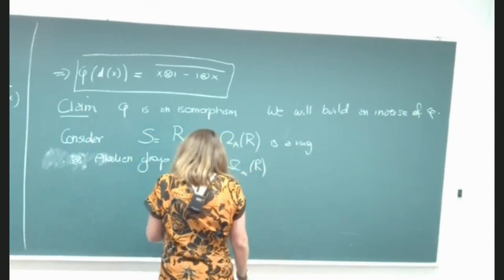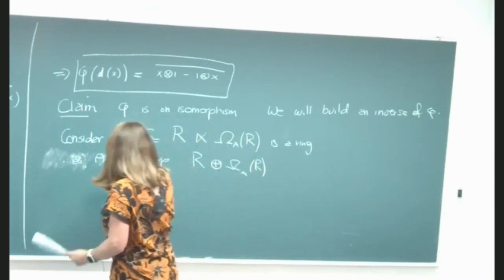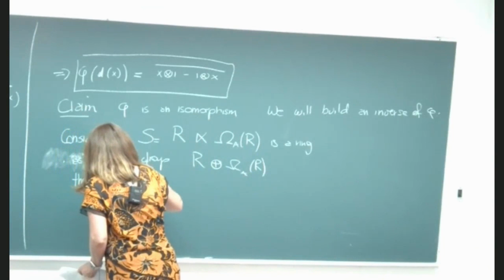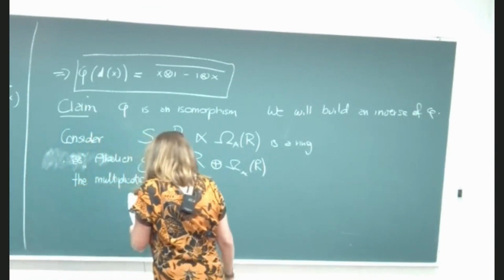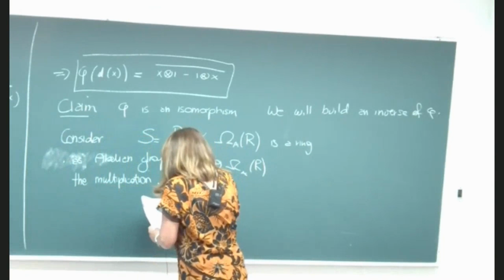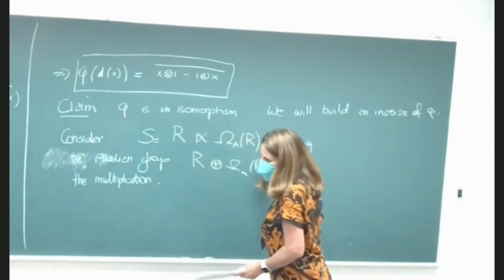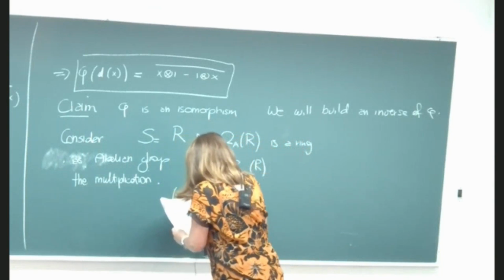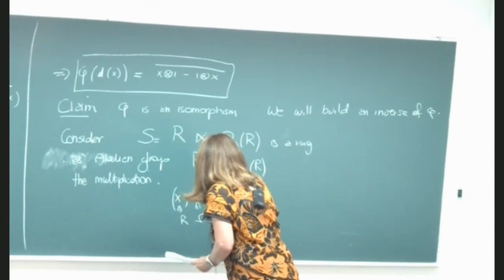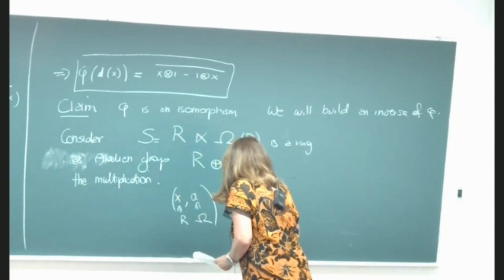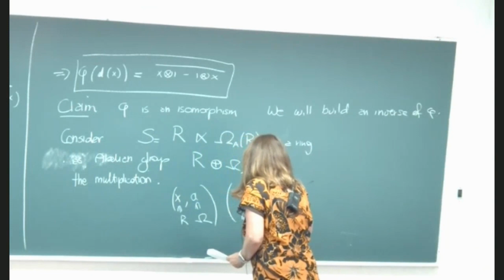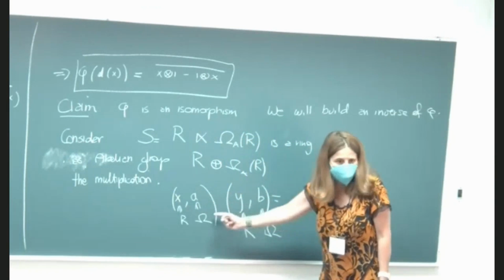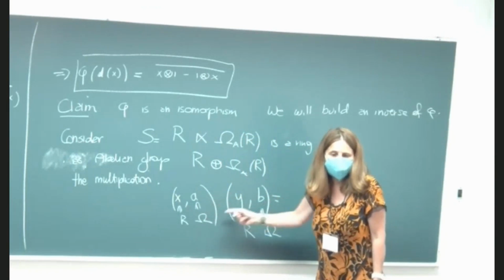And now the multiplication we define this way. You want to take elements here to define the multiplication. So you take x in R, and an element a in omega, and you want to multiply by y in R, and now b in omega. And remember that omega is just an R module, so I cannot multiply a and b. I can multiply x and y, but not a and b.